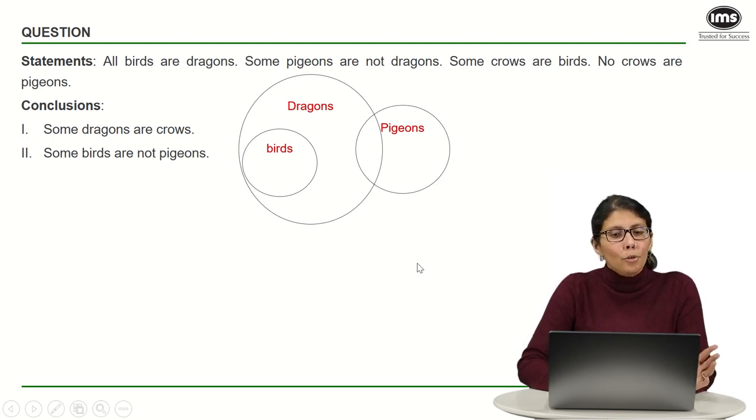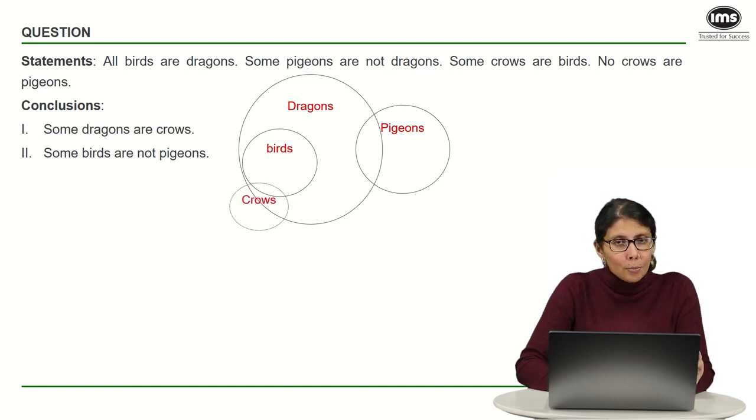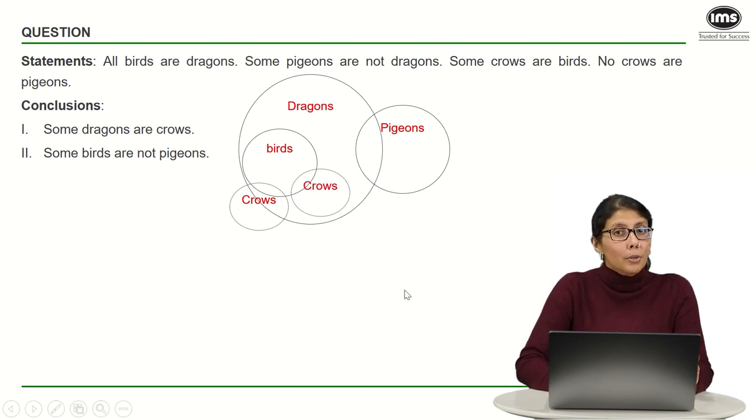Then we have some crows are birds. Now here again there are two possibilities. We will put both of them in the same diagram this time. Some crows are birds. Another possibility is that the entire category of crows is within the circle of dragons. Now we don't know which one is the correct way to draw it.